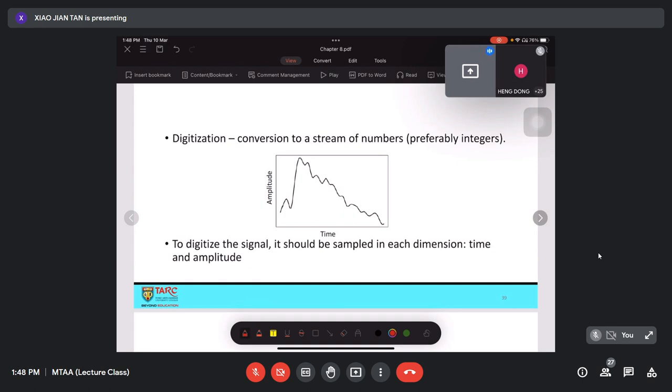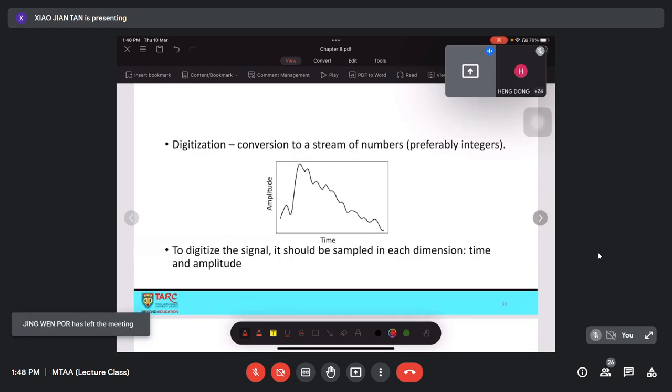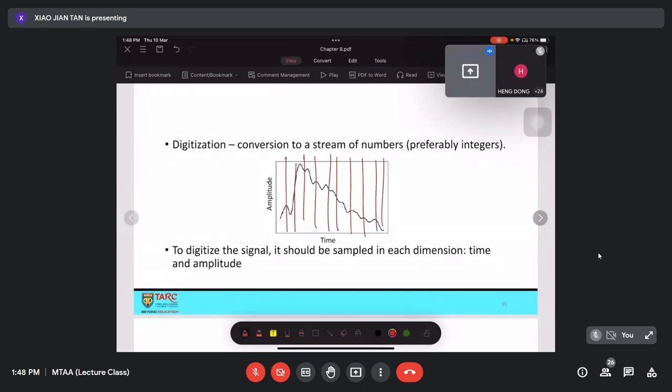So to digitize the signal, it should be sampled in each dimension, time and amplitude. Sampling the data is like, I want to mimic the original analog. In order to mimic this, you have to sample the data in two different dimensions. Not really dimensions, but two different axes, like the Cartesian plane. So you can sample in the time domain and the amplitude domain. You would have this kind of graph, and later on you will get this sort of waveform.